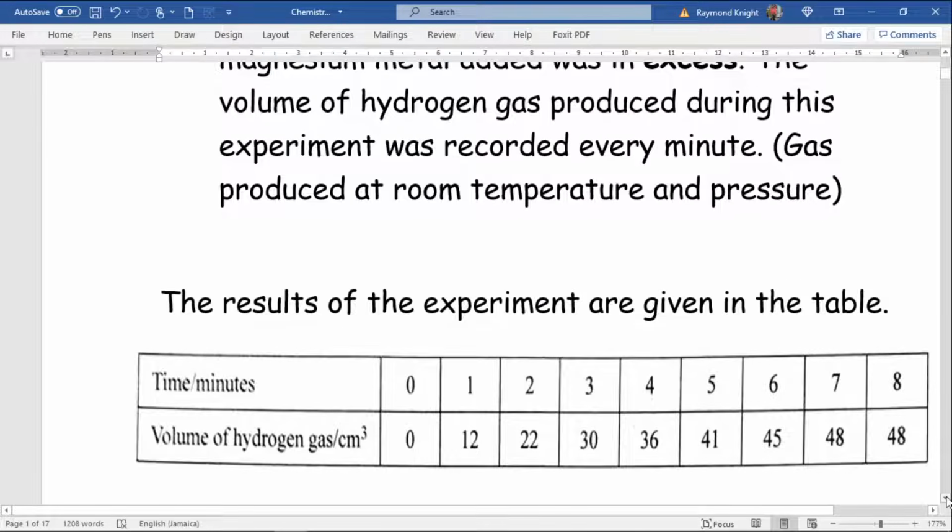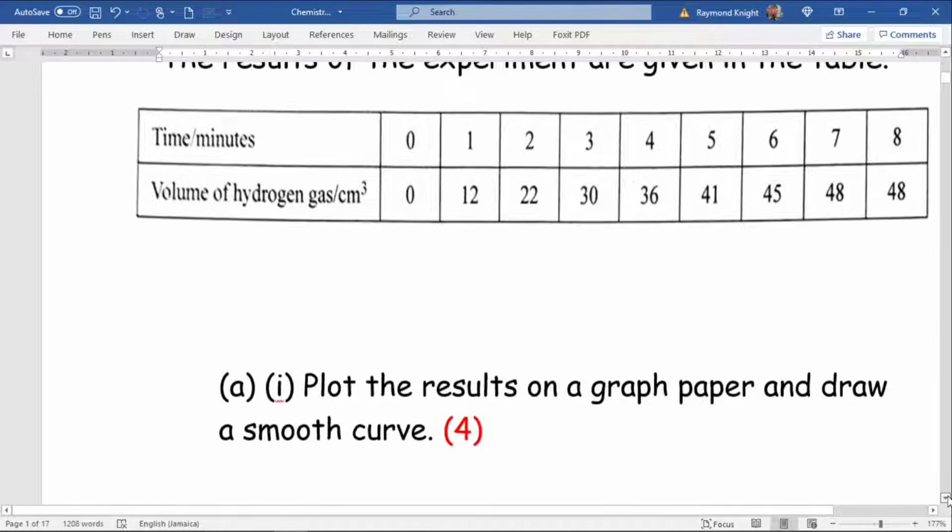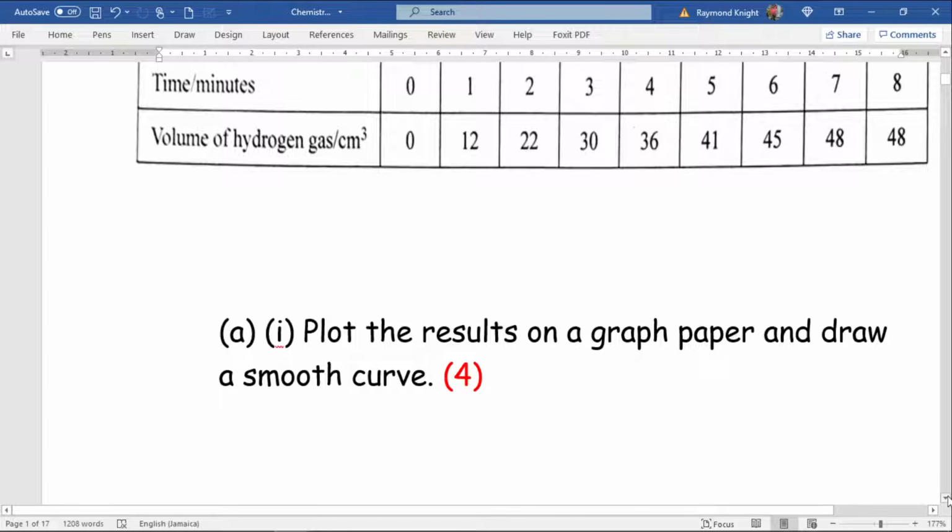It said the results of the experiment are given in the table. So we have the time in minutes, which is also important to note, and the volume of hydrogen gas, in centimeters cube. The first thing here is to plot the results on graph paper and draw a smooth curve, for 4 marks.